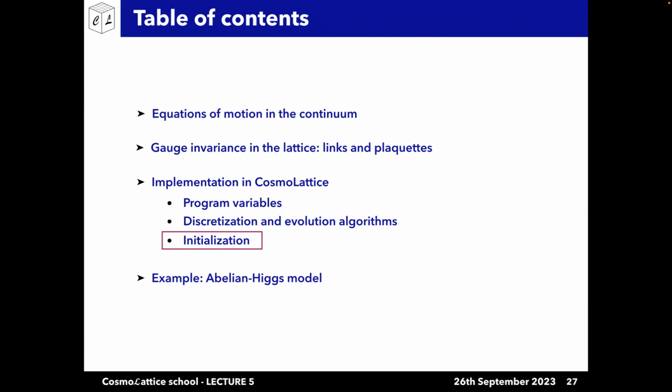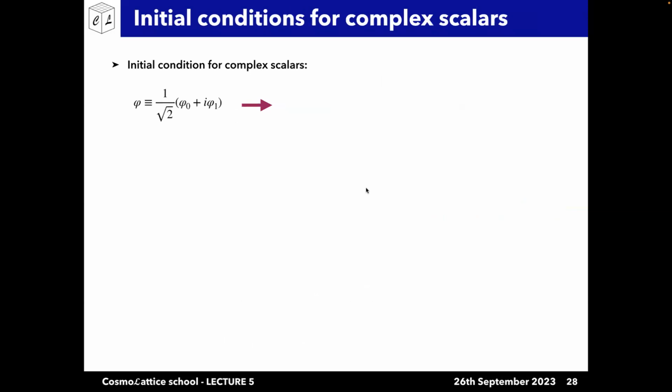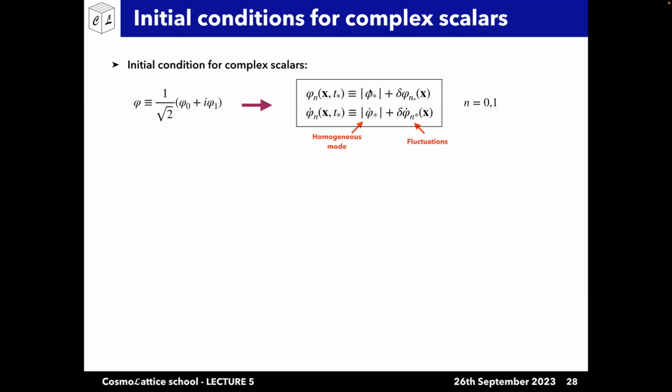And then let's discuss a bit about initialization, because this is quite subtle and it's not as easy as for the scalar singlet. So for complex scalars, a complex scalar is just a combination of two scalar fields. So basically we can impose the initial fluctuations in the same way as we did for a scalar singlet. We just impose a homogeneous mode, which I'm going to call phi star, and then we impose some fluctuations.